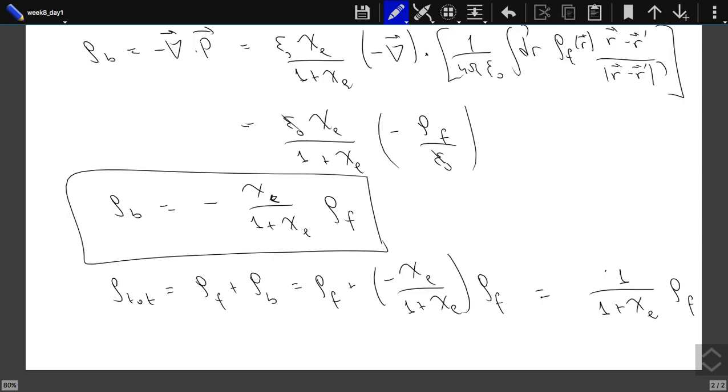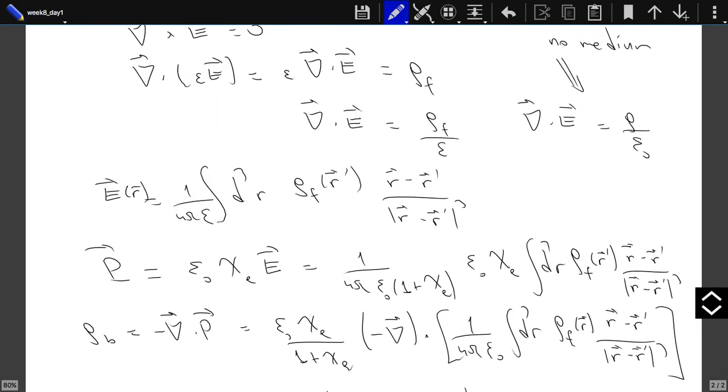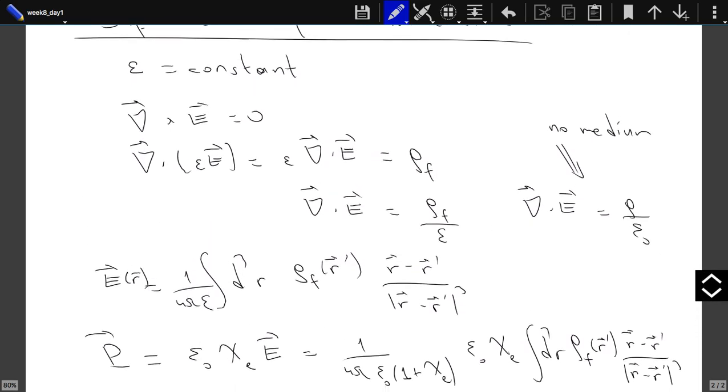The divergence of E is rho free over epsilon 0, you said, if... Which rho? Which one? The one on the right. Yes. This is true if there is no medium, so there is no bound charge. This is the total one or the free one or whatever you want to call it. Or if there is a medium, you will still have this equation, but this rho will be the total charge density. Not the free, not the bound.